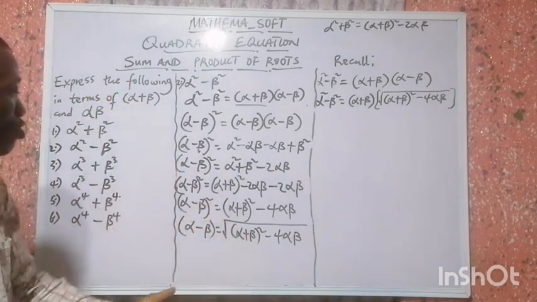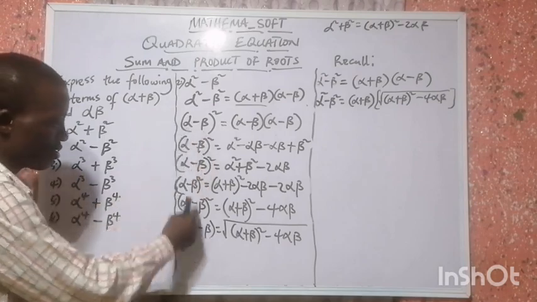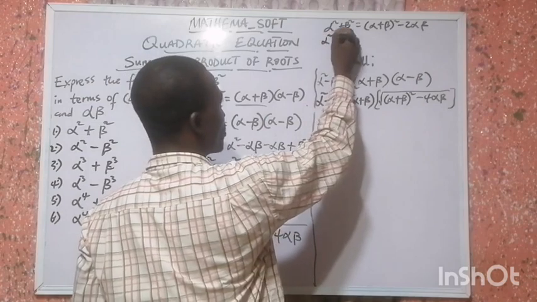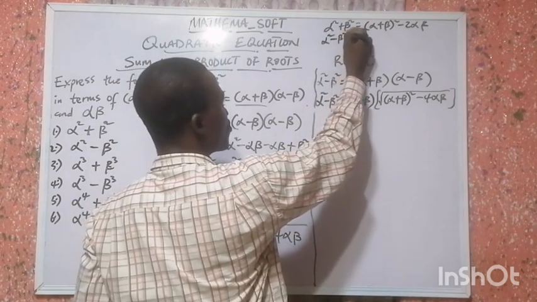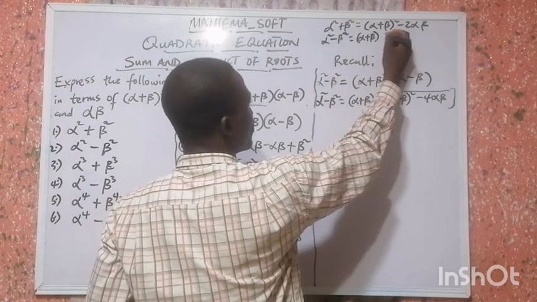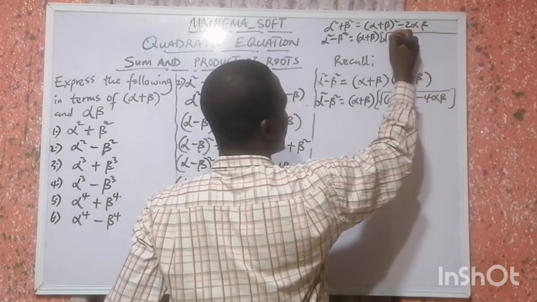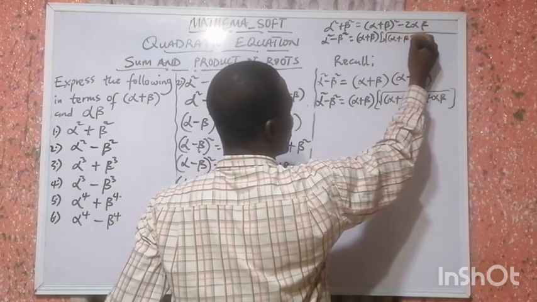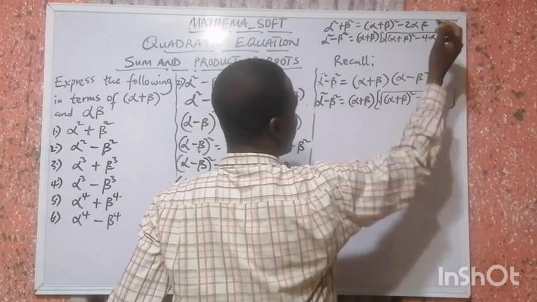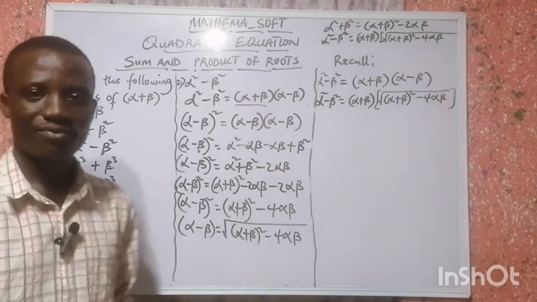If they had asked you to just find alpha minus beta, you would have just done something like this and gotten it this way. So let us also jot this answer somewhere, we may need it. Alpha square minus beta square equals alpha plus beta, times the square root of alpha plus beta squared minus 4 alpha beta. So that's what we have, and we are done with question number 2.